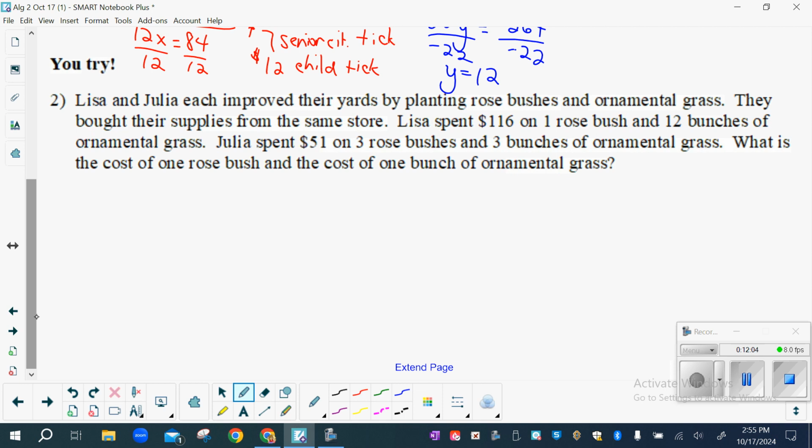There's -$9, bro. It's literally asking for what is the cost of 1 rose bush and the cost of 1 bunch of ornamental grass. You don't say it costs -$9. Fine, so it's positive. Yeah. No, wait, you got 2 maths. I got 9.